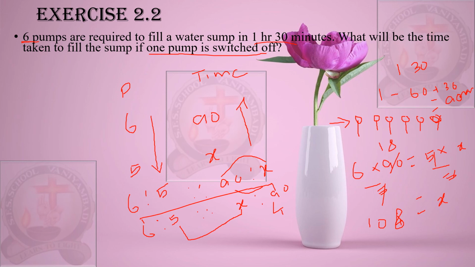No, 108. Okay, so it is given in minutes only. So 108 minutes, 1 hour is 60 minutes. 108 minutes is 1 hour 48 minutes, which is equal to x, where we already assumed what x is here. x is nothing but the time taken by the 5 pumps to fill the water sump, children. So how many hours and how many minutes will it take? 108 minutes it will take these 5 pumps to fill the water sump, which means 1 hour 48 minutes, children.